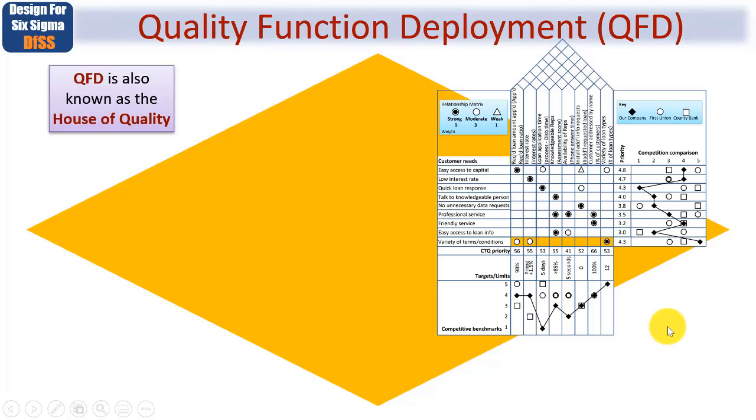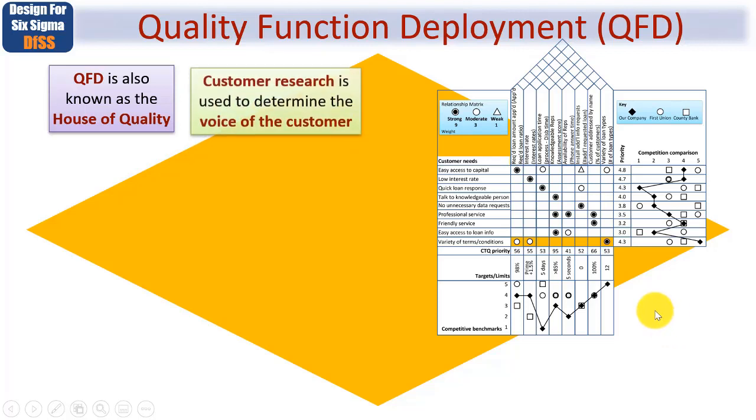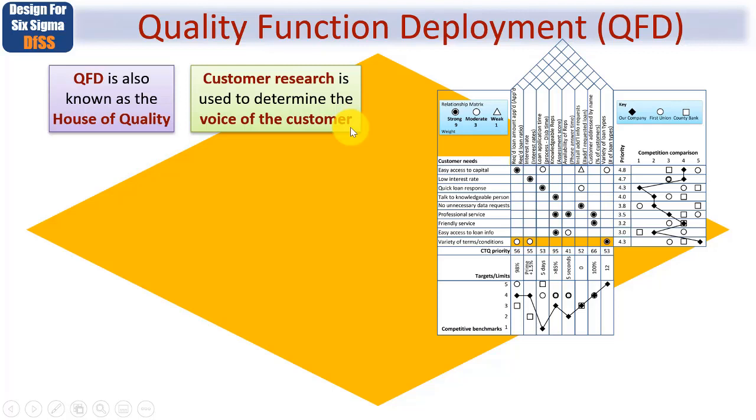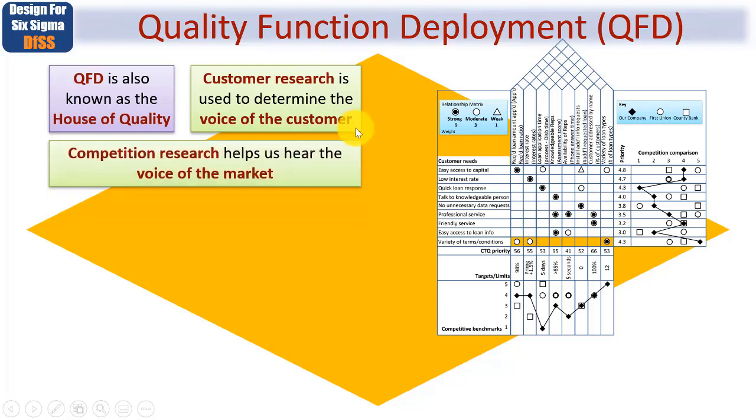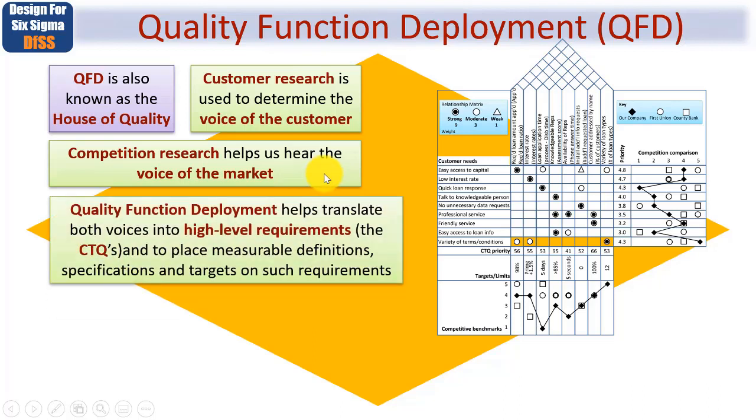We'll now go through each of these in a lot more detail. And here, of course, you need customer research in order to determine the voice of the customer, the critical to quality metrics. And competition research helps us hear the voice of the market and your potential placing within it. So quality functional deployment, or QFD, helps translate both voices, that's the voice of the customer and the voice of the market, into high-level requirements, the CTQs, and to place measurable definitions, specifications and targets on such requirements.